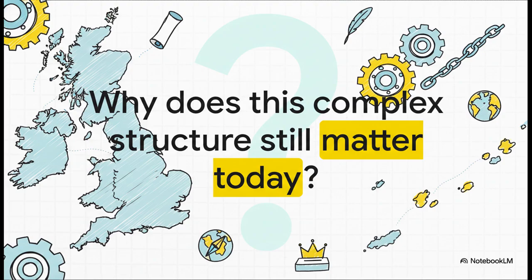So there you have it. You now have all the facts you need to totally nail these questions on the test. We've untangled the confusing terms, we've clarified the geography, but it all leads to a much bigger question. Why does this really complex structure, born from centuries of history, still play such a vital role in the identity and the politics of the United Kingdom today?